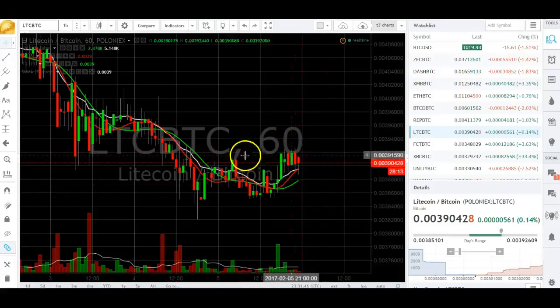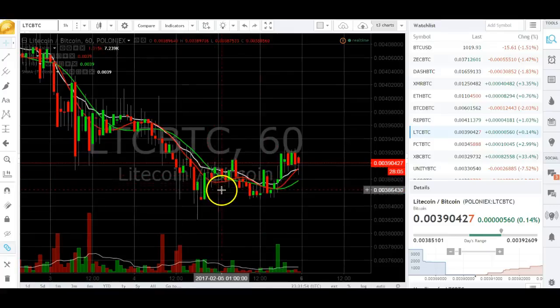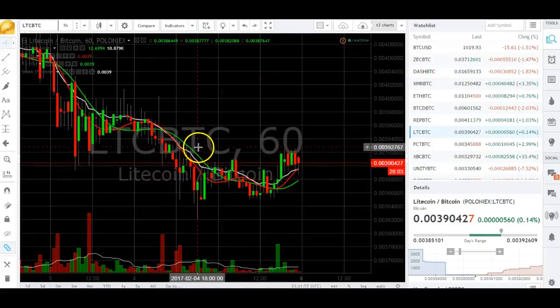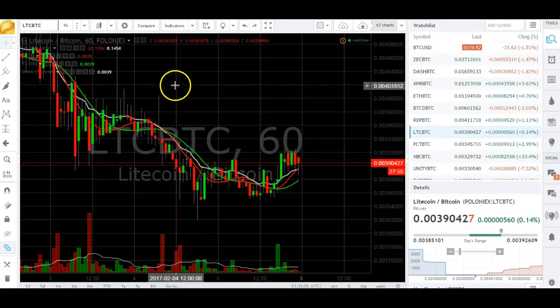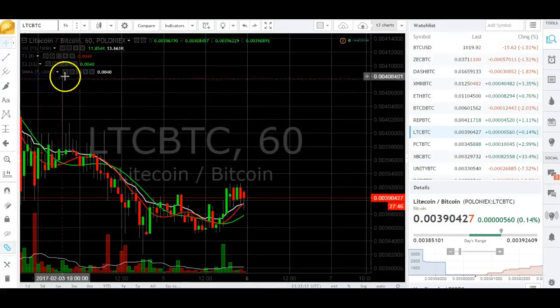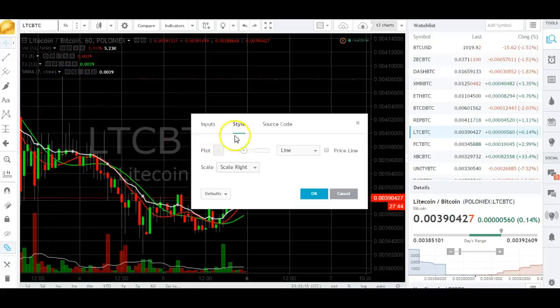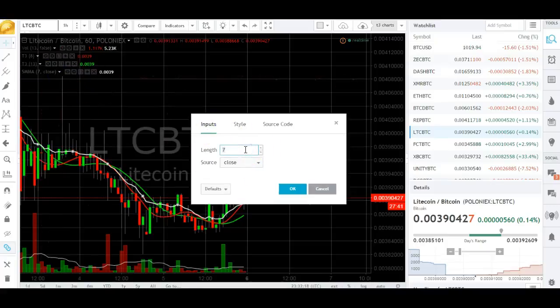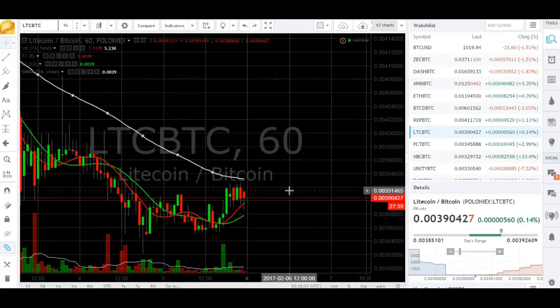Right now I'm watching Litecoin. What we got going on here, if you're familiar with my other channel, is a T3 exponential moving average 13.8, and then we have an SMA 34, which is not properly set up. Let's get that corrected. There we go. That's better.